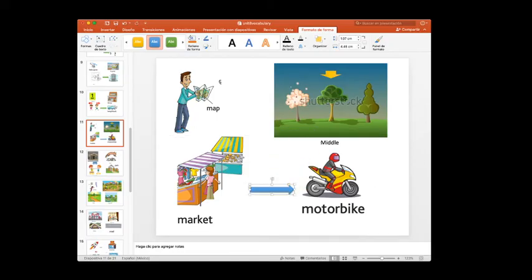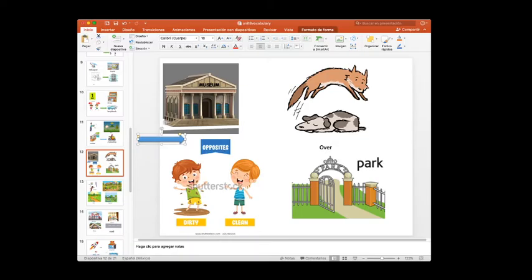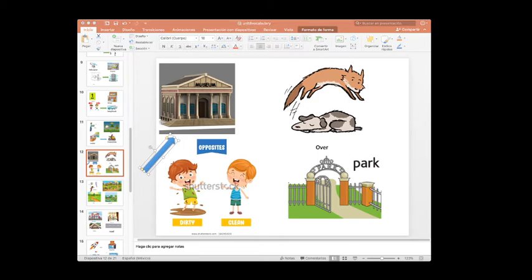Another one, motorbike. Okay, for example, this picture, this one is a museum. This activity, opposites, something different. He is dirty and he is clean, so they are opposites.